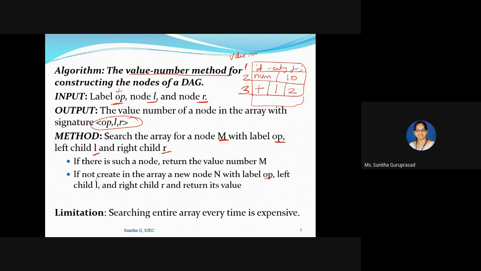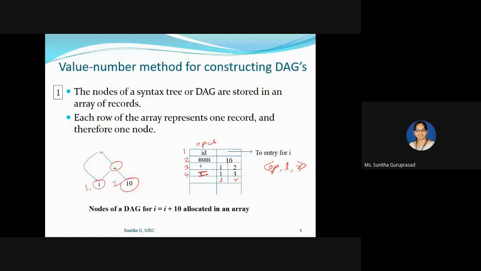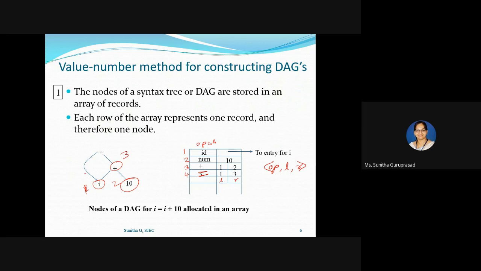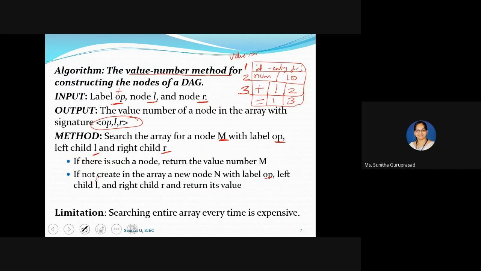The next one, as you already know, is the equal to sign with the left child as 1 and the right child as 3. This is what the algorithm says. Now suppose you have one more node in the syntax tree, i. i already exists, so you are not supposed to create any new node.